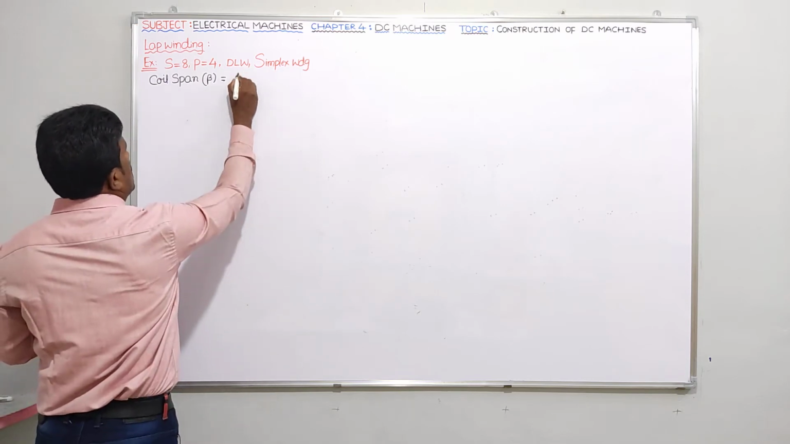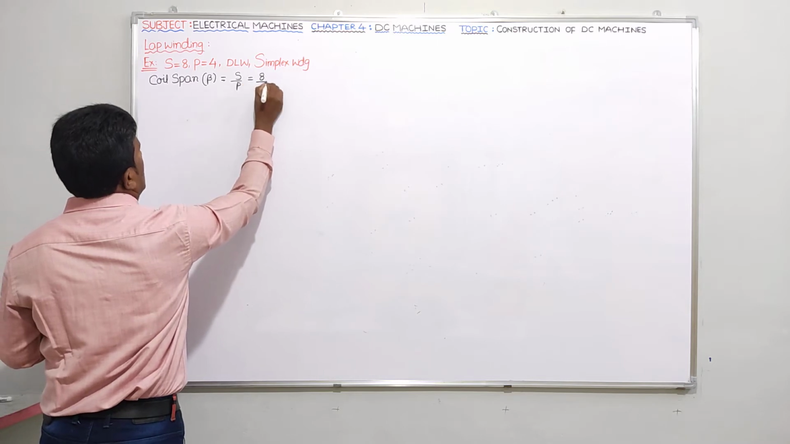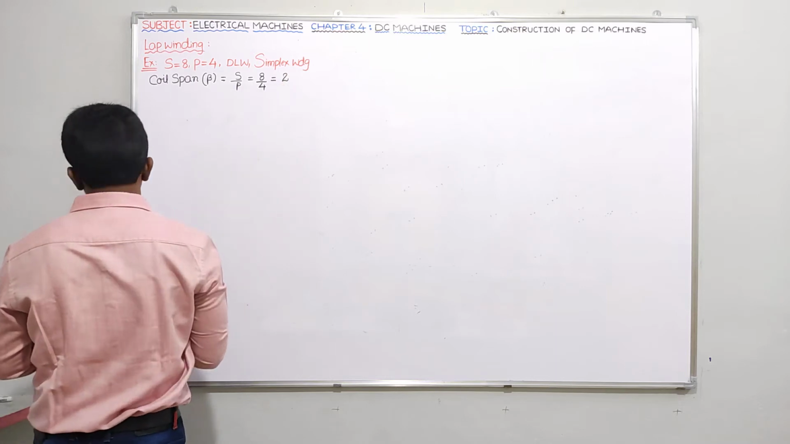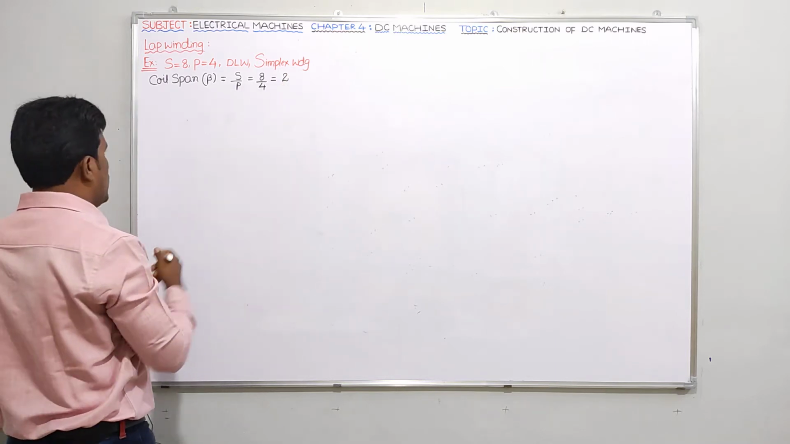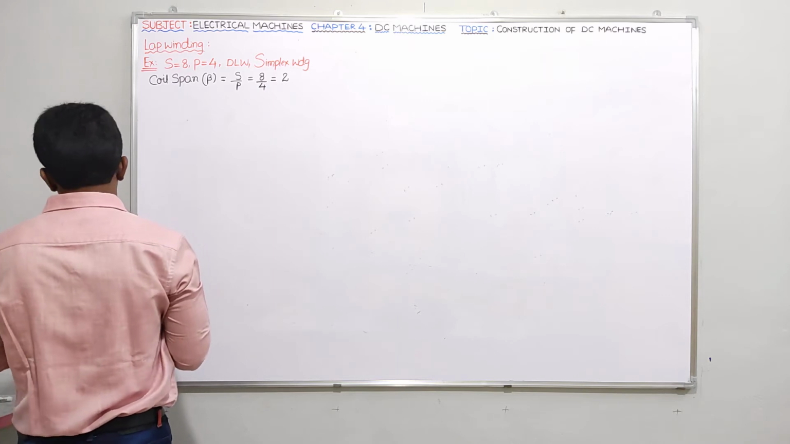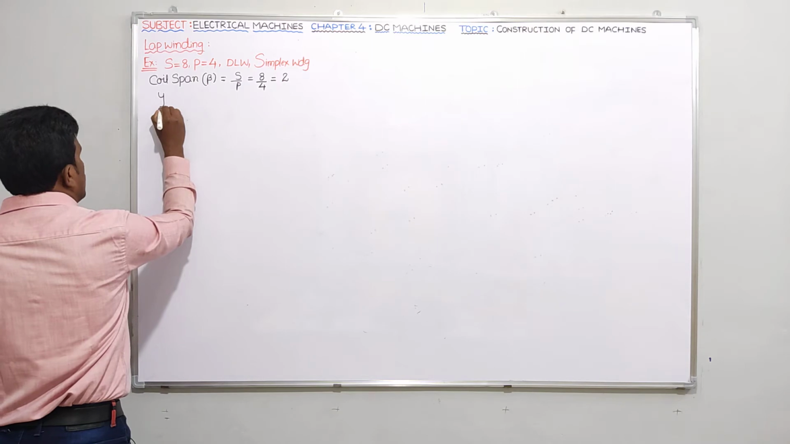So coil span equals slots per pole. How many slots has he taken here? 8 slots. By poles, how many? 4. So coil span is 2. Is it clear, guys? Next, to explain this lap winding, you should know one basic formula, YC.